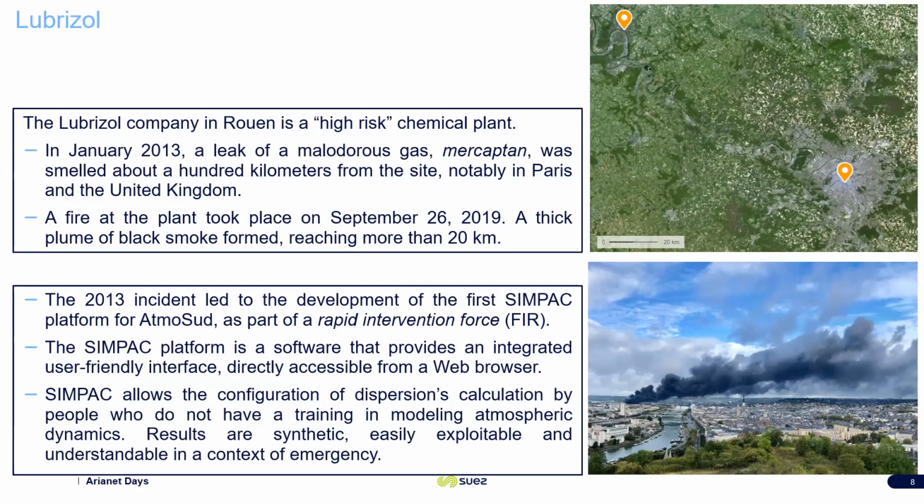There was then a second incident, actually a fire at the chemical plant in 2019, and a thick plume of black smoke was formed and reached more than 20 kilometers. And this led to the deployment of the platform to 2 additional air quality associations, namely Atmo Normandie first and now Atmo Grand Est.